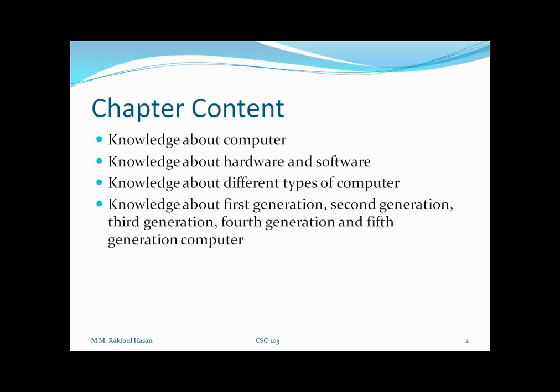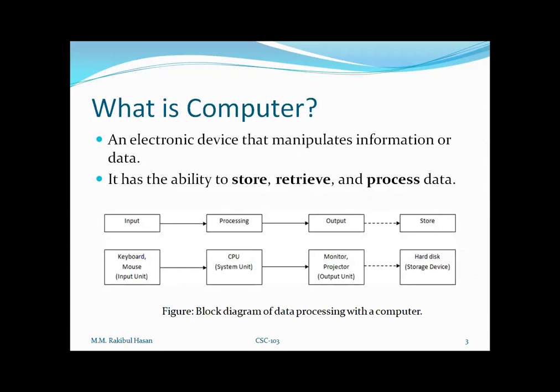In the second part, we are going to learn about different generations of computer. Mainly, we have five computer generations: first generation, second generation, third generation, fourth and fifth generation. We are going to learn about each of them one by one in the second part of this chapter. So let's start our today's discussion.